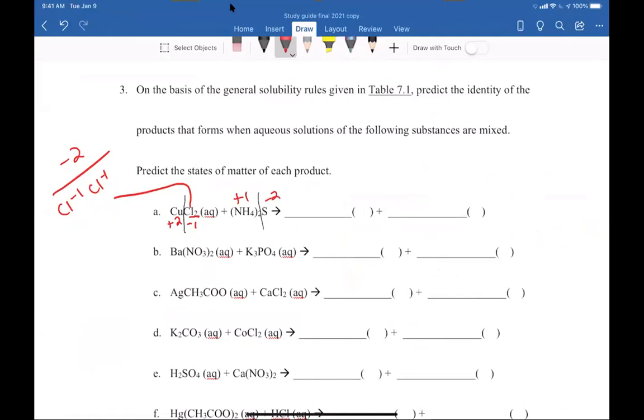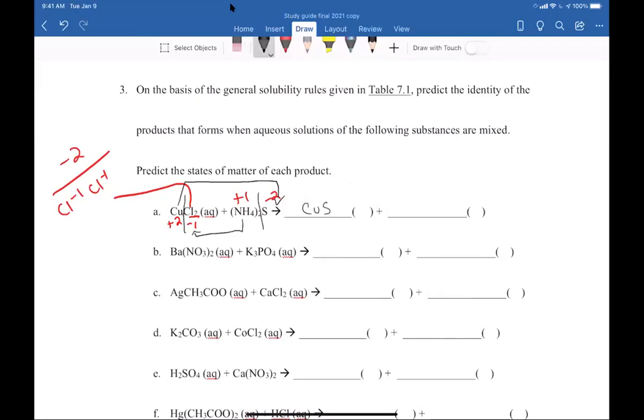All right. So now when we put them together, Cu is +2, and remember it's outer, outer. So Cu is with S, and then inner, inner. NH4 is with Cl. So Cu +2, and then S -2. Do these balance? Yes. So we just need one of each, like so.